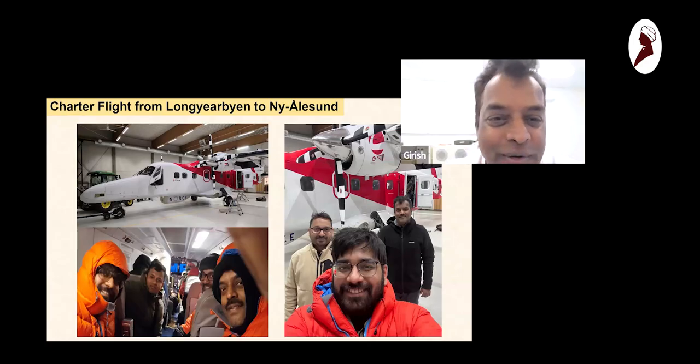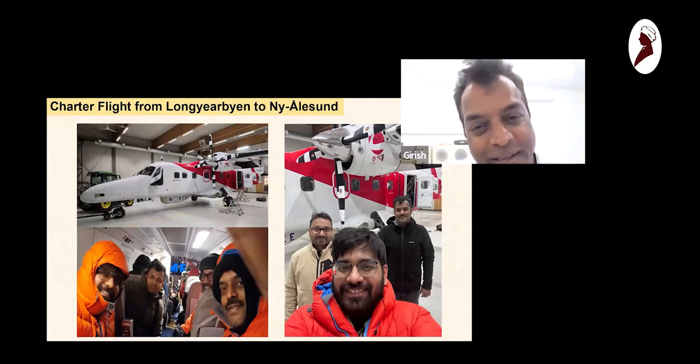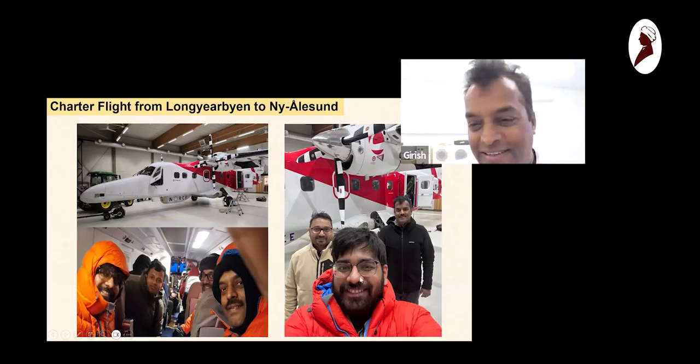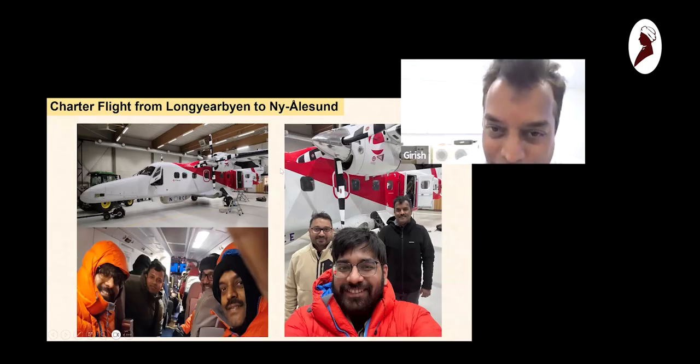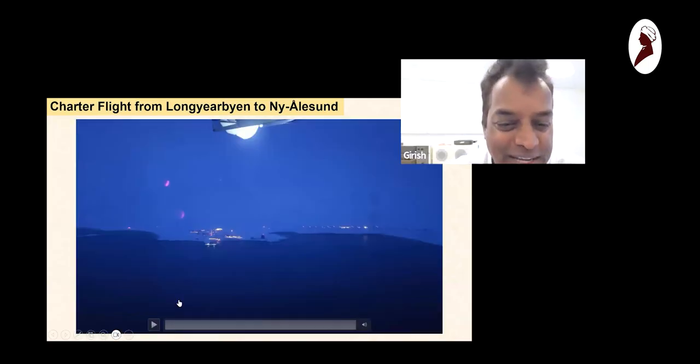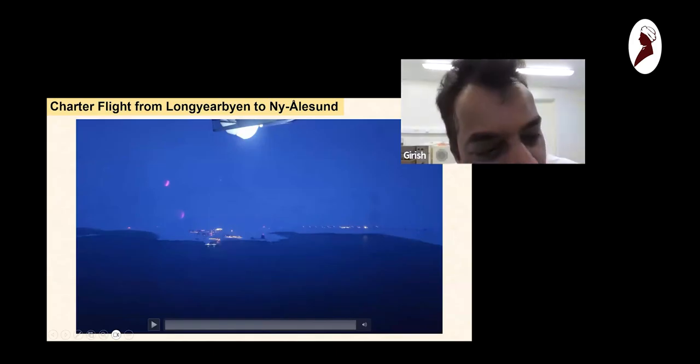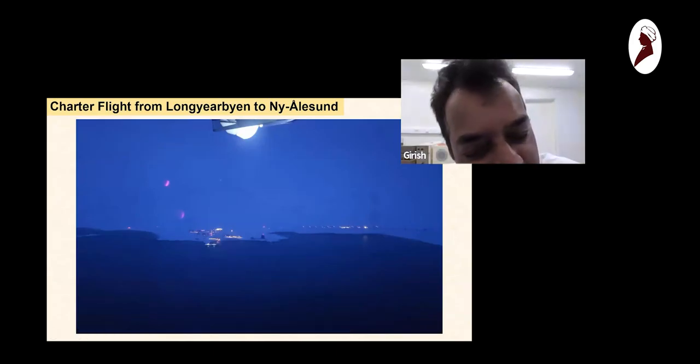Okay, this is the flight, Dornier 228, which flew us from Longyearbyen to Ny-Ålesund. And this bottom left is a picture of the four of us who were traveling. This is me, Saurabh. This is Vipin Das from NCPWR, and this is Yash, Saurabh's student. And this is the three of us in front of the Dornier aircraft before we left Longyearbyen. It was around 10 o'clock in the morning when we left.